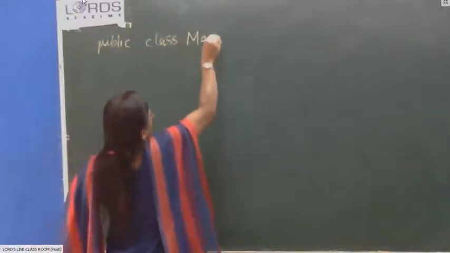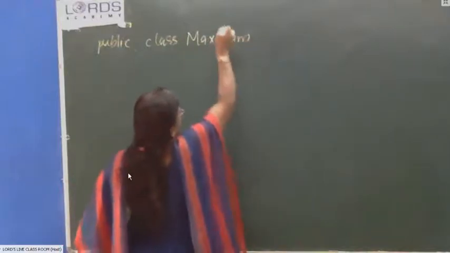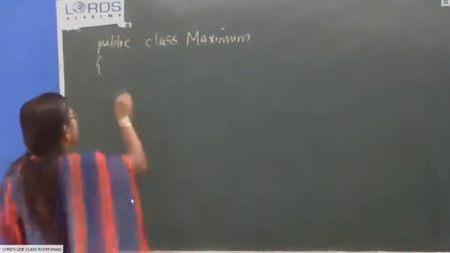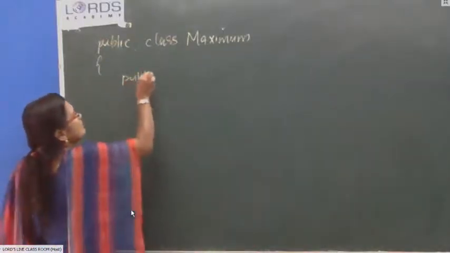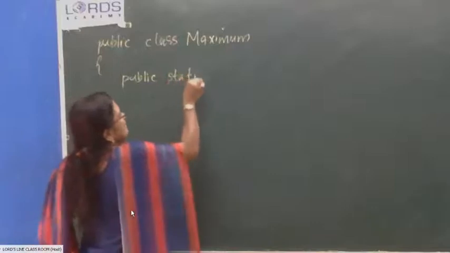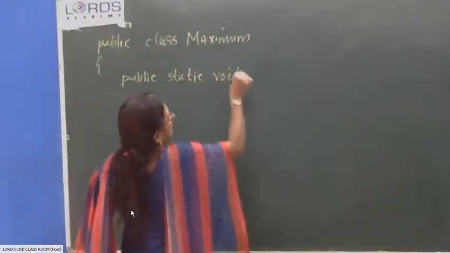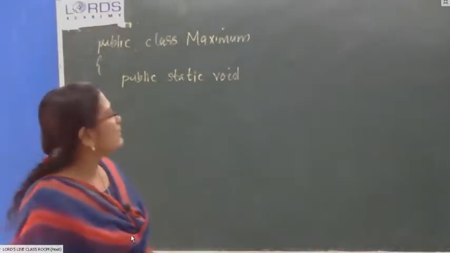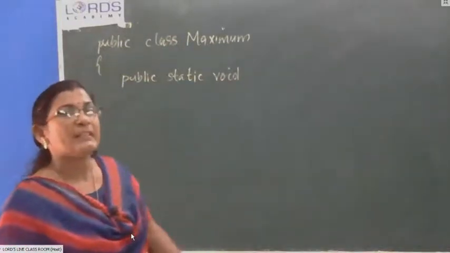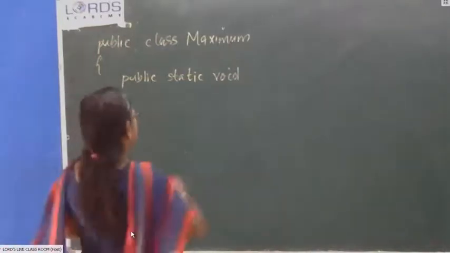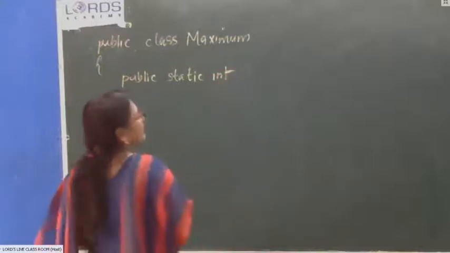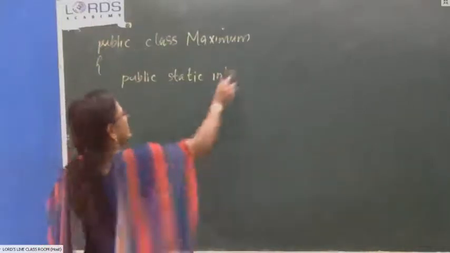Public class Maximum. Maximum is the name of the class, and I am going to write a max method inside it. Public static void. Void we cannot use because we are going to learn the usage of the return command, isn't it? Public static int. So let it be int. If you avoid static, you have to create the object manually.